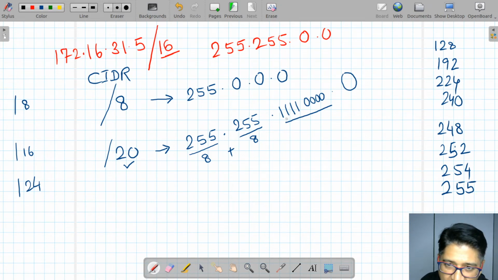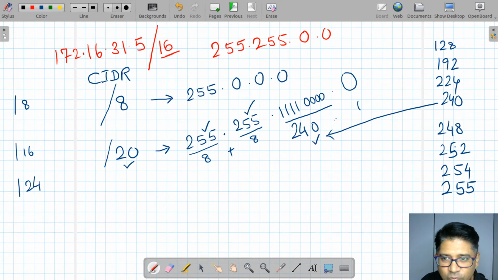If we have 4 bits here, what will be the answer? 240. Excellent. So 255.255.240.0. Yes, that is right. Okay, let's do a few more.